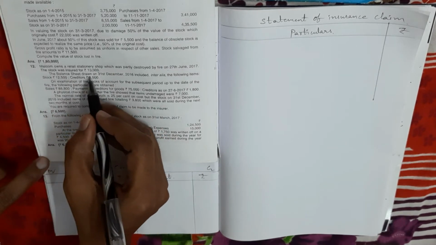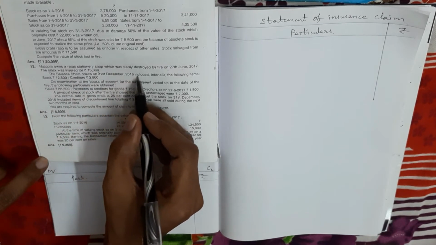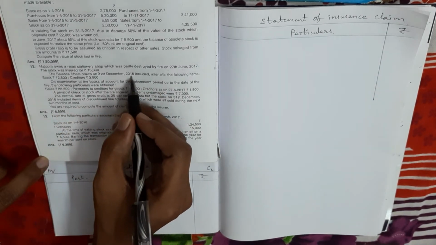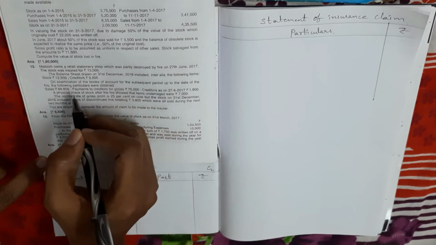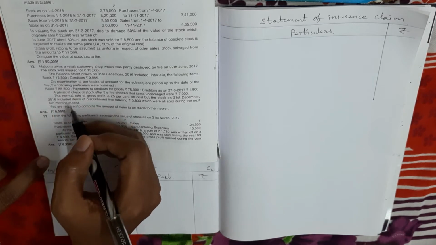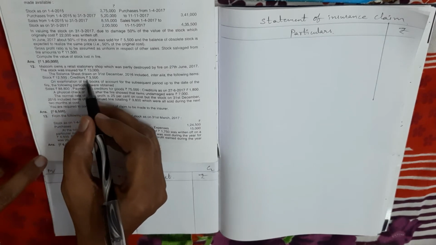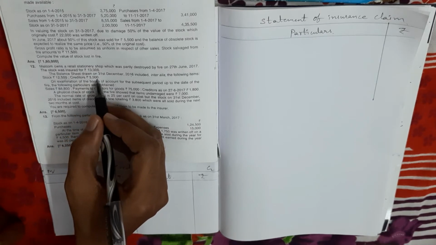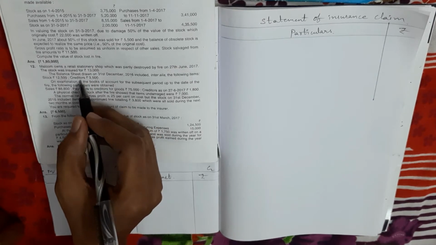The balance sheet drawn on 31st December 2016 included the following items. 31st December 2016 means that is last year. Last year's closing balance of stock is 12,500. This closing stock we take as the current year opening stock. Next, creditors 3,500. My dear, here last year's creditors amount 3,500 is given. Why do they give the creditors amount?